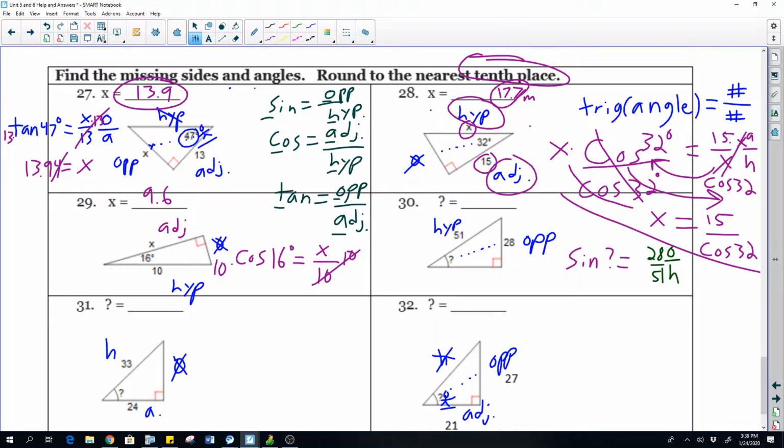Now we're trying to find the angle. That's a little bit different. To find that angle, question mark, we undo sine to the other side. What undoes sine? Do you remember? Yes, sine to the negative 1. That cancels out sine. If you inverse sine one side, you have to inverse sine the other side. So you're going to take inverse sine of 28 over 51, and that's going to give us the angle.